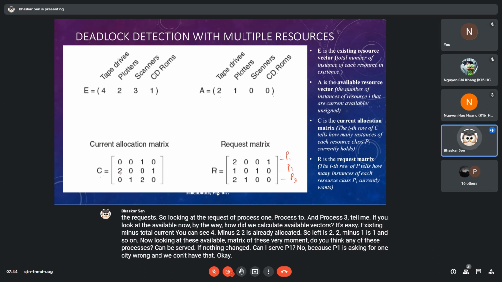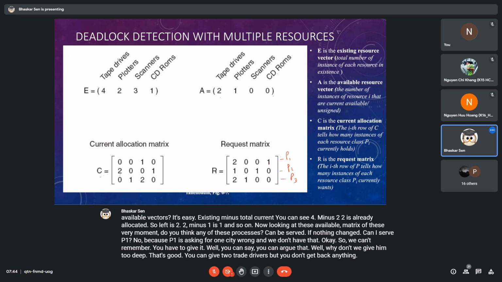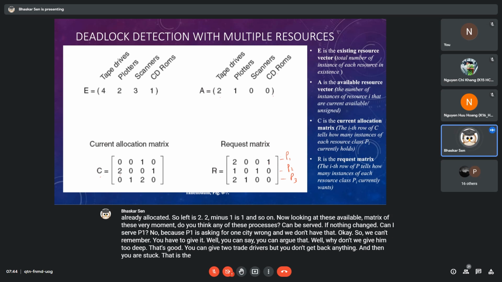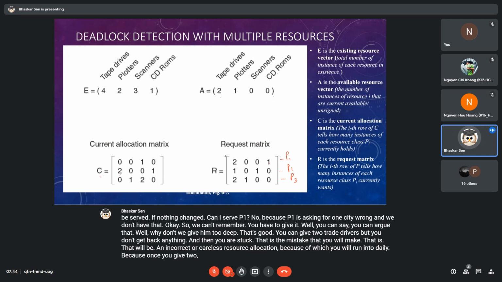Okay? So we can't. You can argue, well, why don't we give him 2 tape drives? That's good. You can give 2 tape drives, but you don't get back anything, and then you are stuck. That is the mistake that you will make. That will be an incorrect or careless resource allocation, because of which you will run into deadlock. Because once you give 2 tape drives to process 1, you'll be left with 1 plotter, and you don't get back anything.